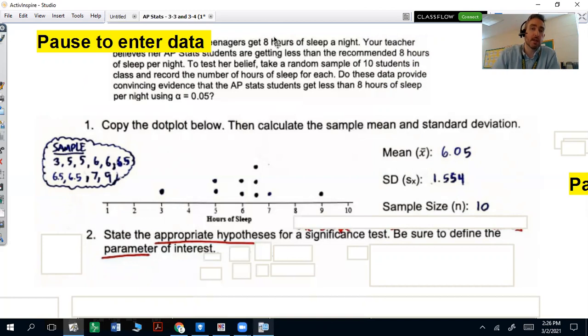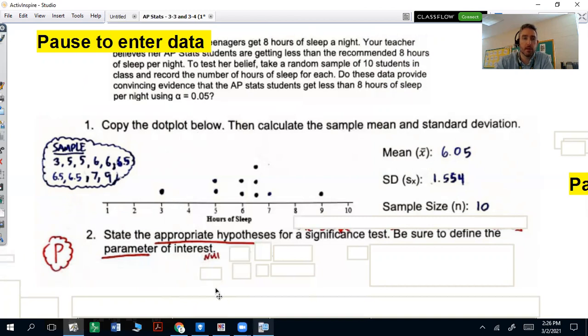So let's talk about what the hypotheses would be. Remember, in a hypothesis test, we want to assume the null. We want to assume the default being 8. Remember, innocent until proven guilty. So for our procedure and parameters, we want to identify what the hypothesis is. So let's see what the null would be.